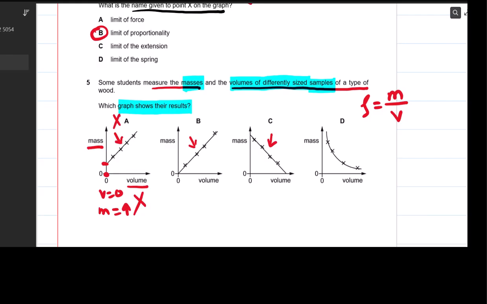And here it is possible that when volume is zero, mass is zero, and as volume is increasing, mass is increasing, you will be getting density. This is also not possible. And here you are getting negative density, which is not possible. So B is the right answer here.